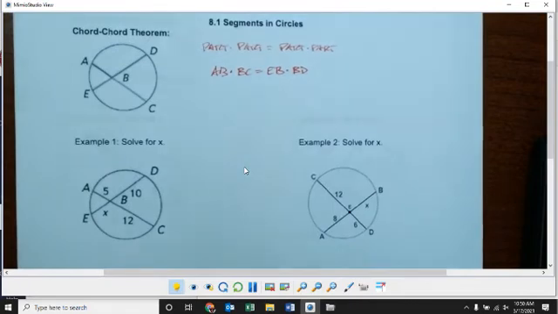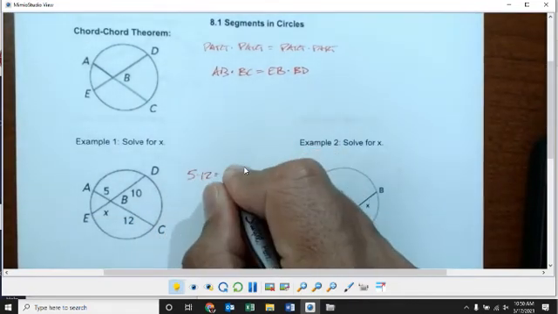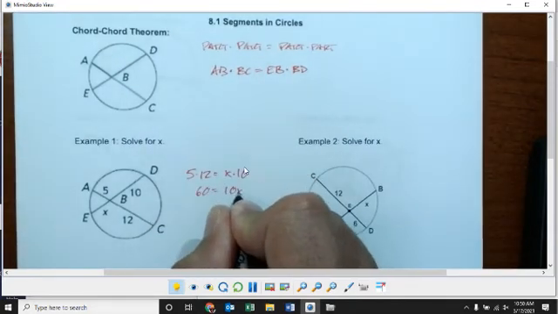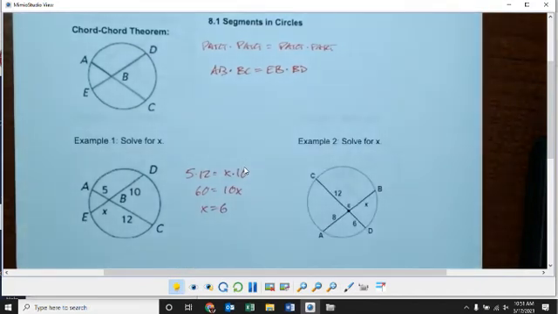So applying that, down here I would say 5 times 12 equals x times 10. So this is 60 equals 10x. So x is equal to 6. Just like that. Pause the video now, work example 2 on your own, and then come back for the solution.